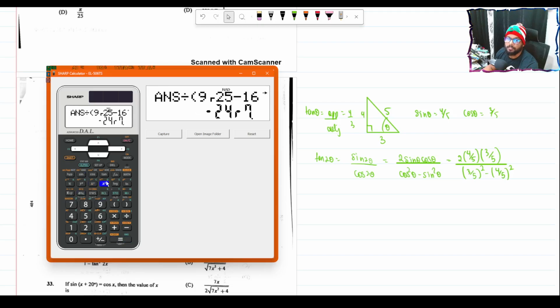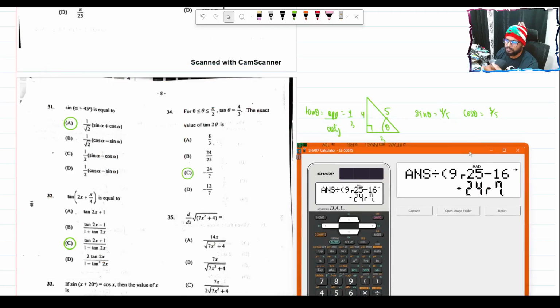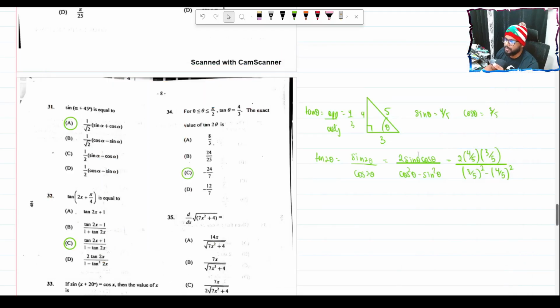I get the same thing, minus 24 over 7. This way is the longer way. Just write down what the double angle formula is for tan, because I never check to see if we get a formula sheet here. We don't get a formula sheet. So in the event that we forget, you could go through this method as well.